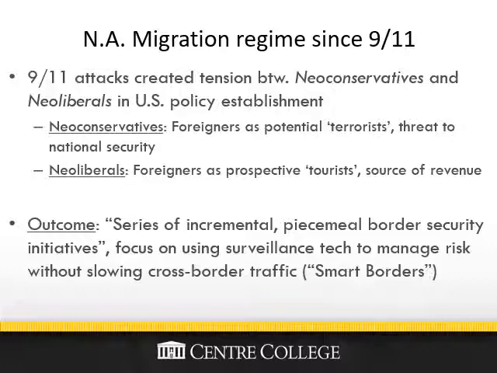The outcome of this struggle is a series of incremental and piecemeal border security initiatives that focus on attempting to use surveillance technology to bridge the gap between neoconservatives and neoliberals in a way that manages risk, that utilizes data, utilizes surveillance to identify and flag potential security risks and potential high-risk individuals without greatly slowing the flow of cross-border traffic. So this is very much a contested and contingent and at times contradictory process. The general branding here has been that of smart borders, so trying to use things like drones, big data, surveillance technology, and the like to leverage these technologies to make borders safer without greatly impeding traffic across borders, which is good for business.